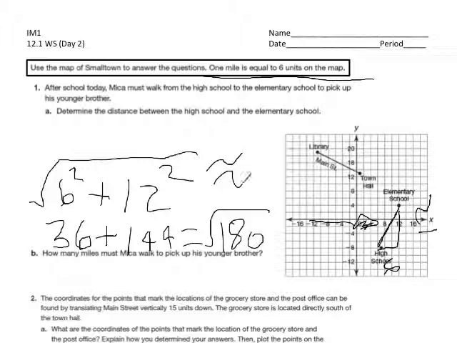So the distance between the high school and the elementary school is about 13.